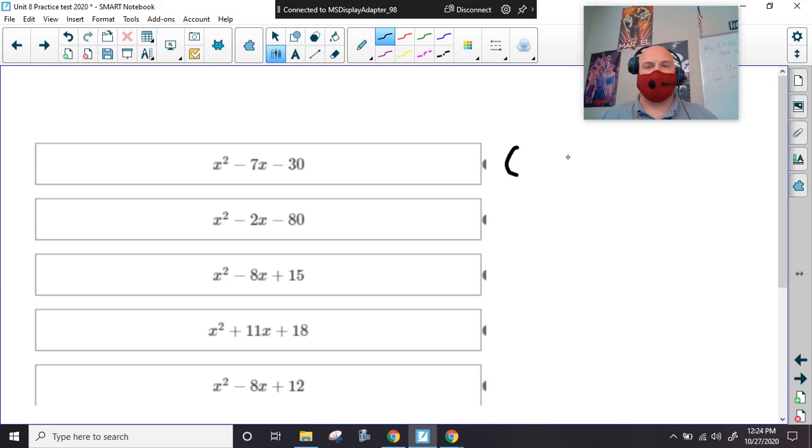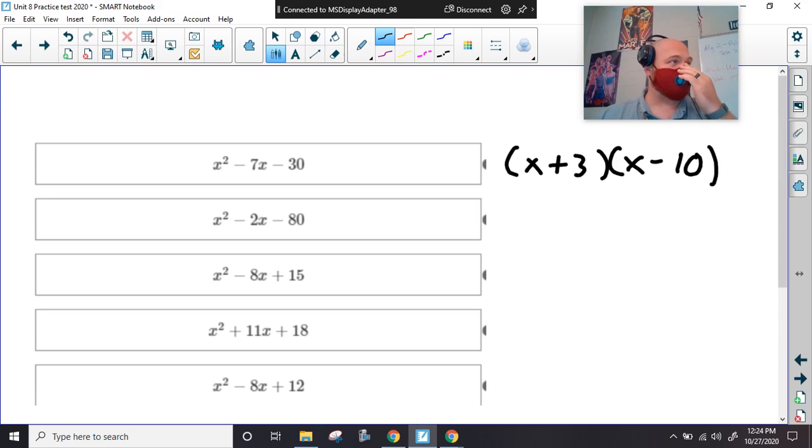This one, what are the factors of negative 30 that combine to give you positive 7? Negative 10 and positive 3. Now, the order for the answer choice could be in an opposite order on that, but I didn't make two choices where it's like this and then x minus 10 plus 3. That would be wrong. Okay, like wrong as in mean to do that.